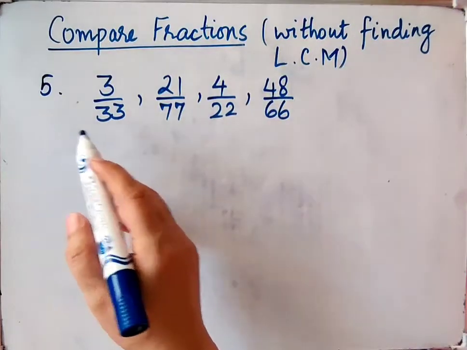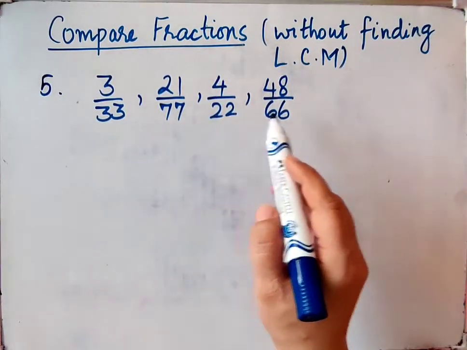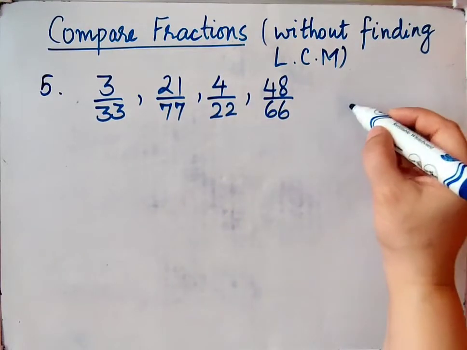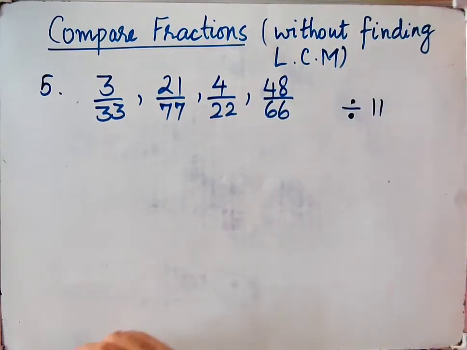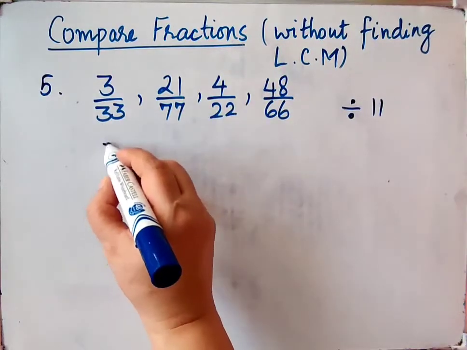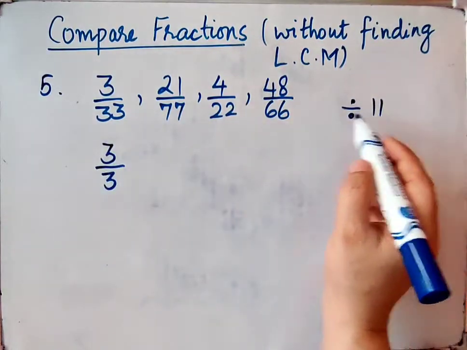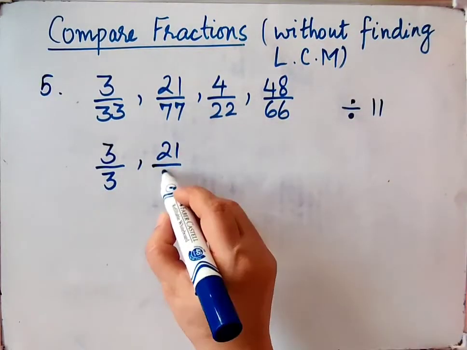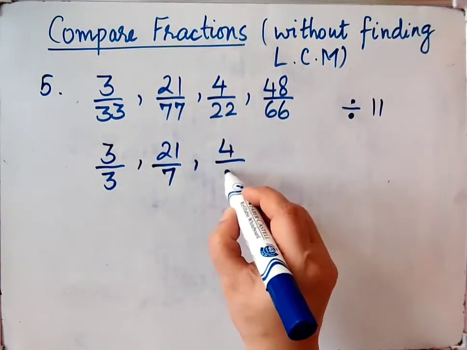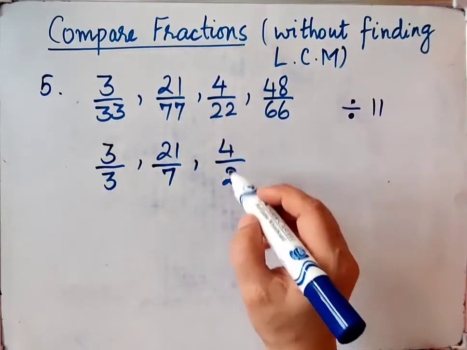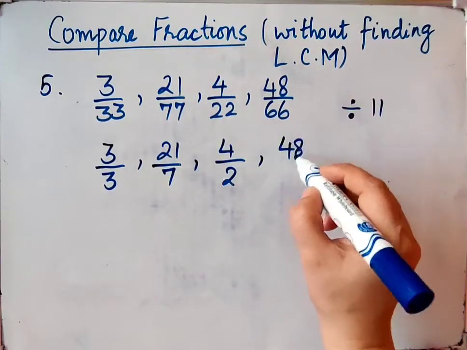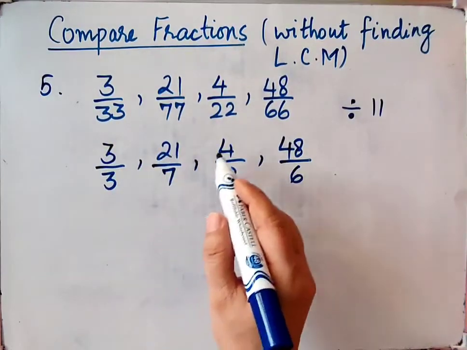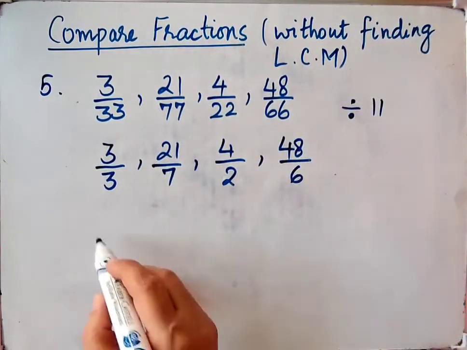Now here in the fifth question, if you closely look at the denominators, they are all multiples of 11. Therefore dividing all the denominators by 11, I get 3. 11 3s are 33. For the numerator, 11 7s are 77. Similarly 2 11s are 22, 48 here, and 6 11s are 66. So my fractions reduced to this form. Now I can divide them easily.